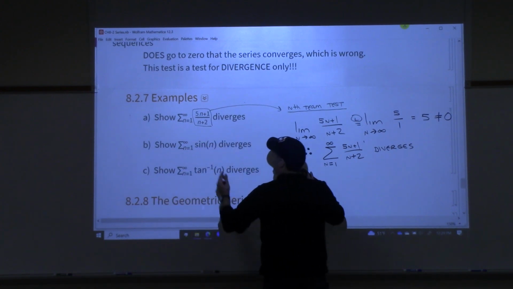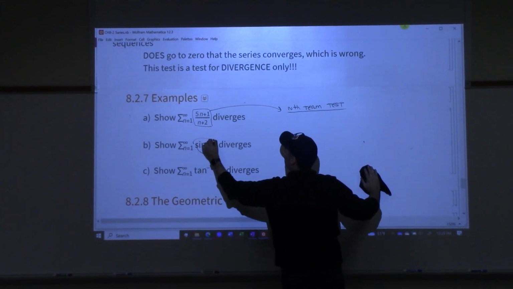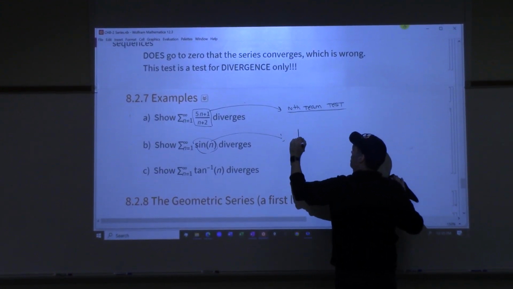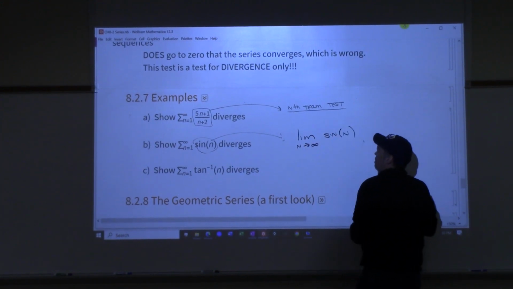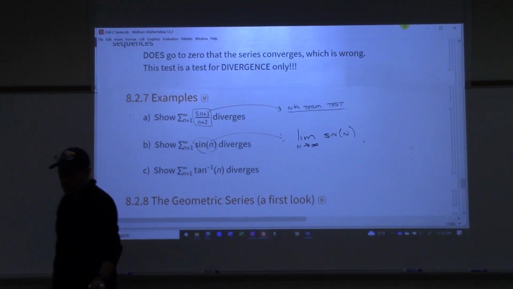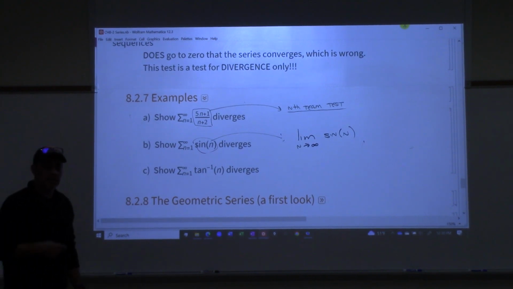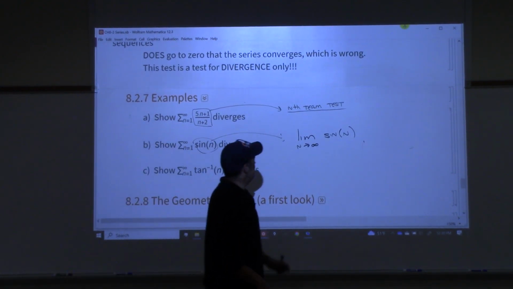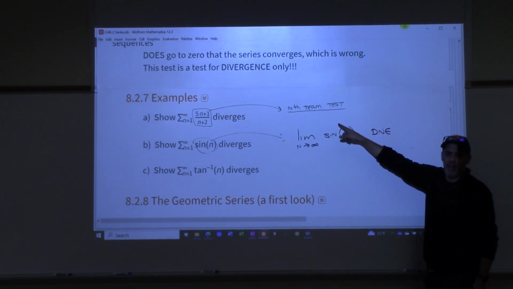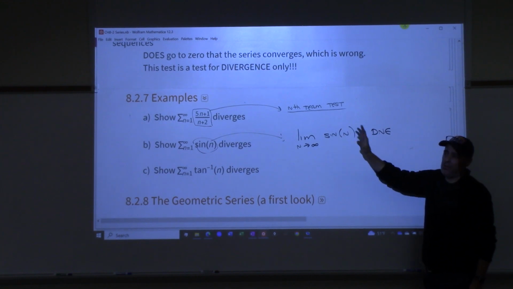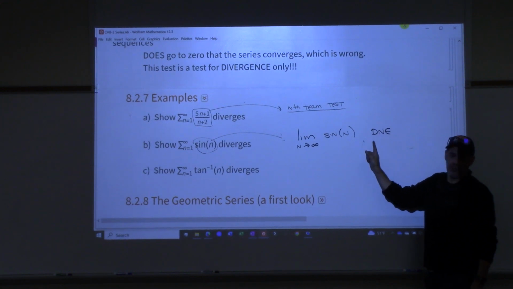Does this converge or diverge? Same idea. Take the sequence in here, run the nth term test, take the limit as n goes to infinity of sine of n. All right, what does that limit do? That's right, so that limit does not exist. What does the nth term test say? It has to equal 0. Well, careful. The test says that if this does not equal 0, then it diverges.